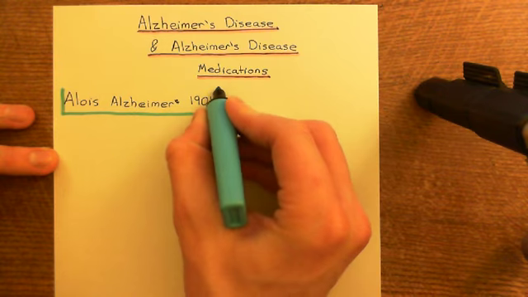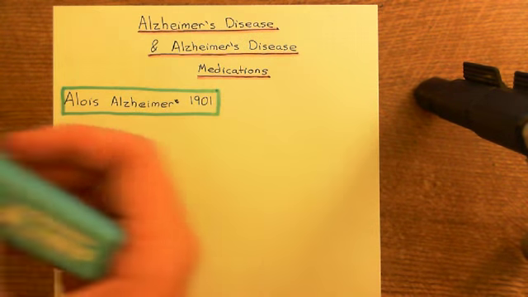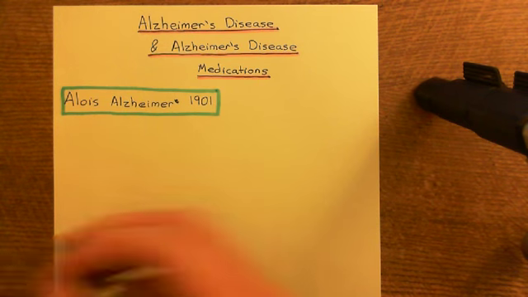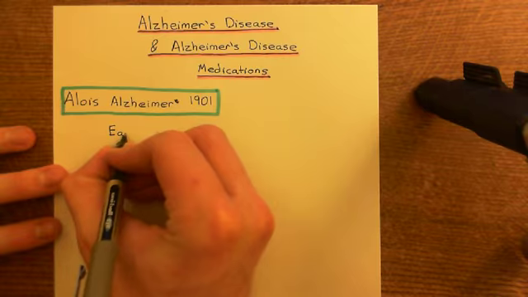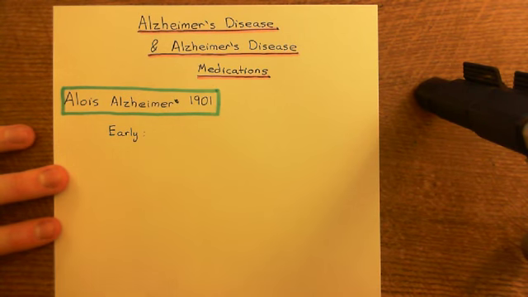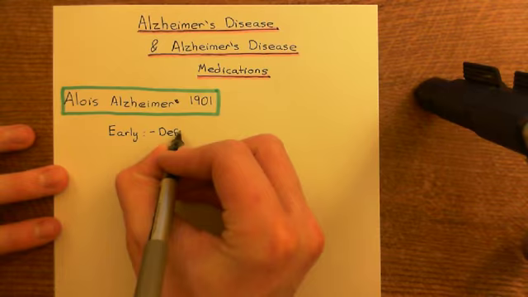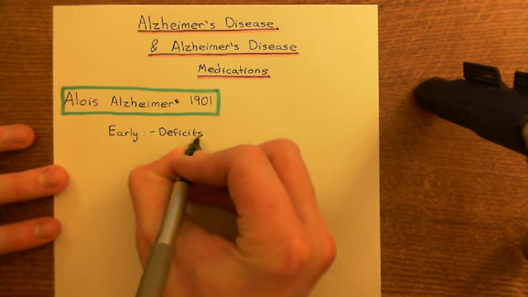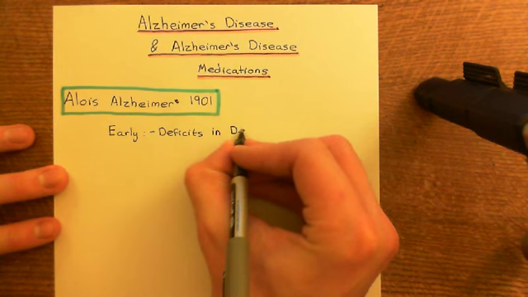We're going to discuss the symptoms of Alzheimer's disease, starting with very early Alzheimer's disease. In the early stages, the main symptom that you have is deficits in declarative memory. Deficits in declarative memory is the first symptom to emerge in Alzheimer's disease, and we'll see why this is.